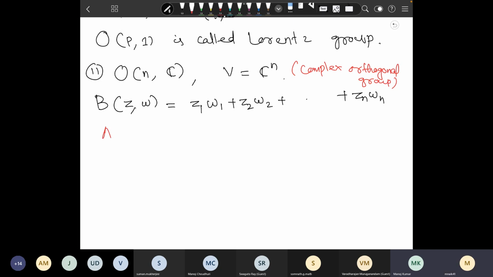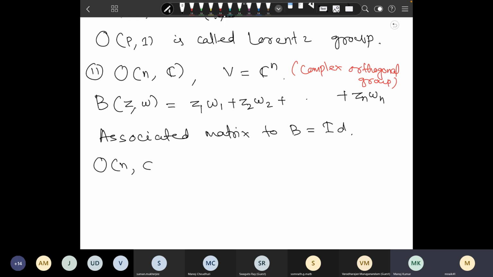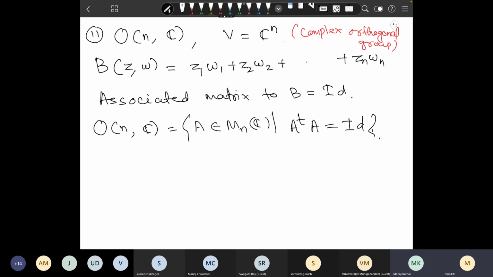You can see this, the associated matrix of B is equal to the identity, and O(n,C) we can write as A belonging to M(n,C), so that this is a complex thing, not real, right? A transpose A is equal to identity. Okay, so this is the complex orthogonal group.